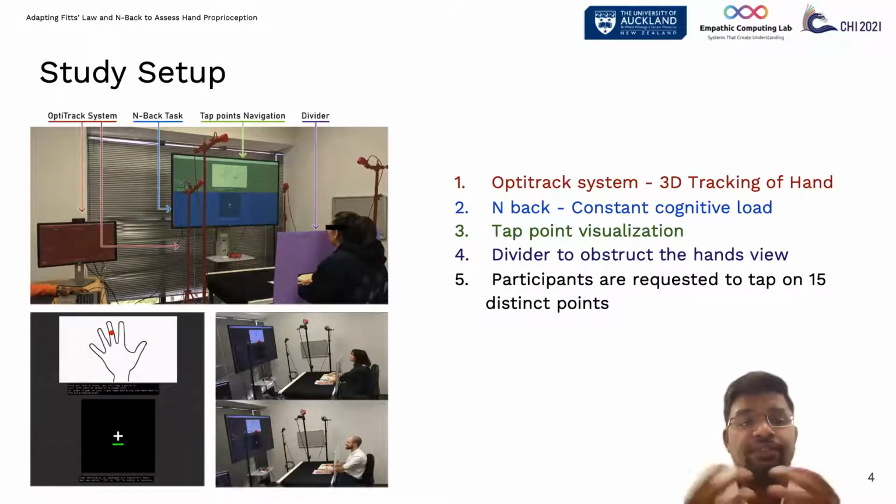In order to fill the gap, we went on to design a study. The main goal of the study is to determine the level of proprioception for topographic regions of the back of the hand under cognitive load by adapting Fitts law. In the study, we asked participants to tap 15 distinct points on the back of the hand, simultaneously answering n-back tasks. We used an OptiTrack system to track the right index finger. We used the n-back task to keep the participants under constant cognitive load. We visually showed participants where to tap on the back of the hand, and a divider obstructed the view of the hand. This study is modeled in such a way as to match a real-time scenario.